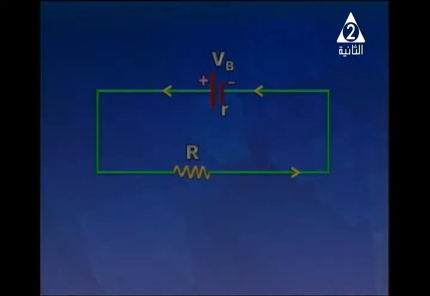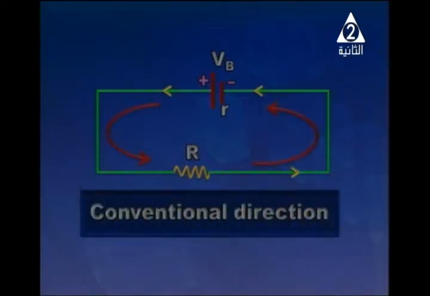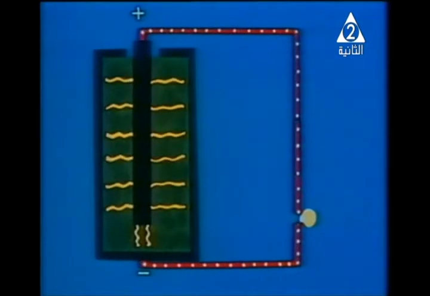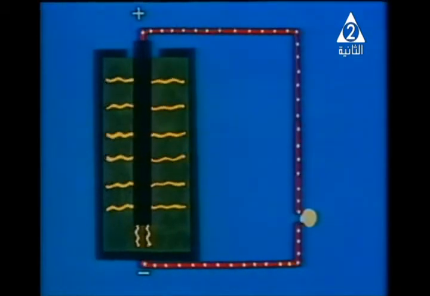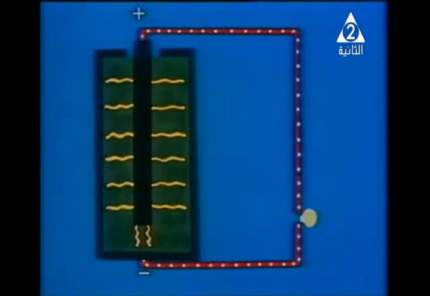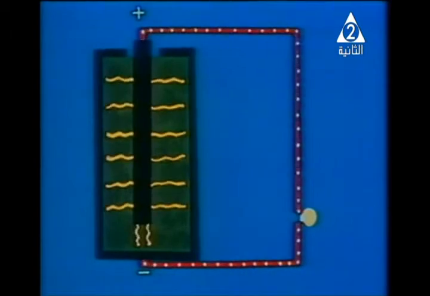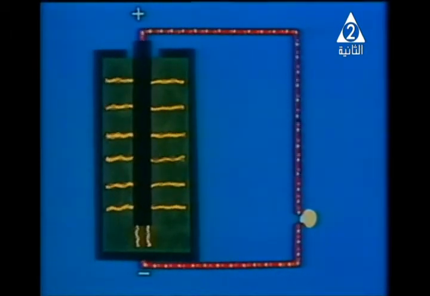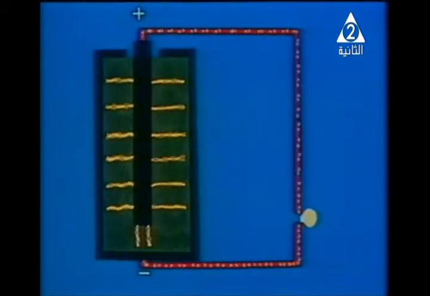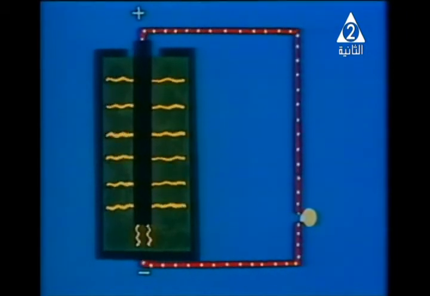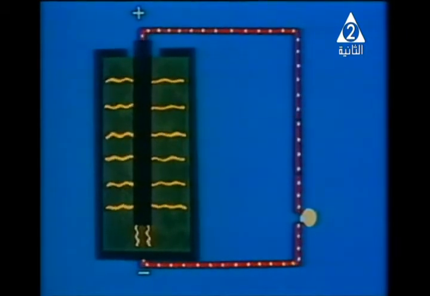And what about the direction of the current? Talking about the conventional direction: it is the flow of positive charges from the positive terminal to the negative terminal outside the cell. This was about the conventional direction of the electric current. It is from the positive terminal to the negative one outside the cell.